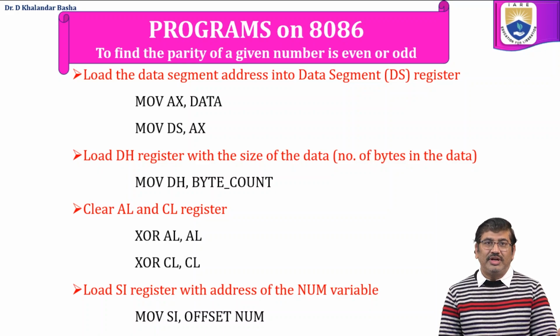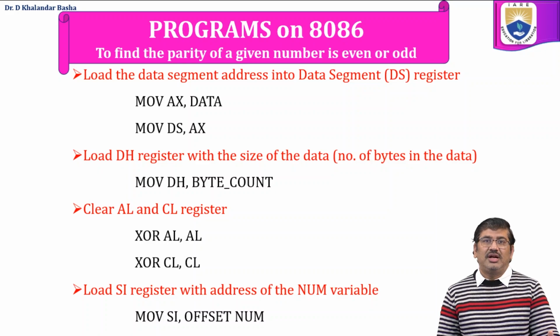Then the count for incrementing, after checking each and every number for even parity and odd parity, we will increment the CL register. So initial count we will place as 0, by using the instruction XOR CL comma CL. So these two instructions will clear the AL register as well as the CL register.